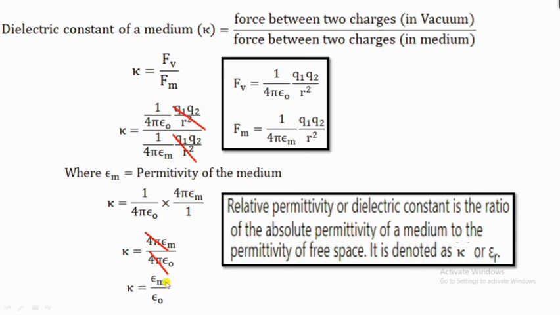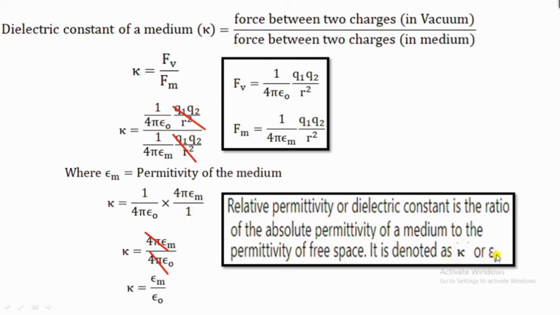So this is another definition. First we have defined it in terms of force. Now we are defining dielectric constant in terms of permittivity. Relative permittivity of a medium or dielectric constant of a medium is the ratio of absolute permittivity of the medium to the permittivity of free space, and it is denoted by kappa or epsilon m.